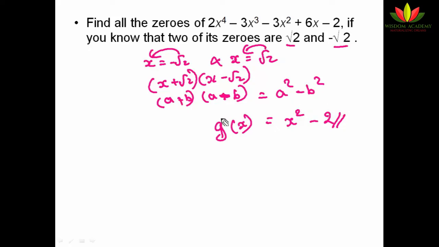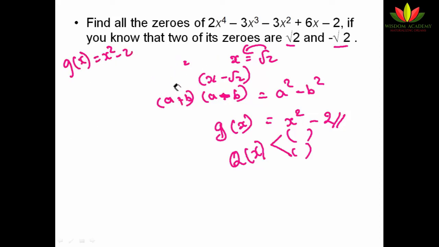Now what I will do, I will divide the given p of x using g of x and I will get the q of x. And in the q of x, if I factorize, I will get the other 2 zeros. So this is what I am going to do. So by this I am going to know what my g of x is. My g of x is x square minus 2.